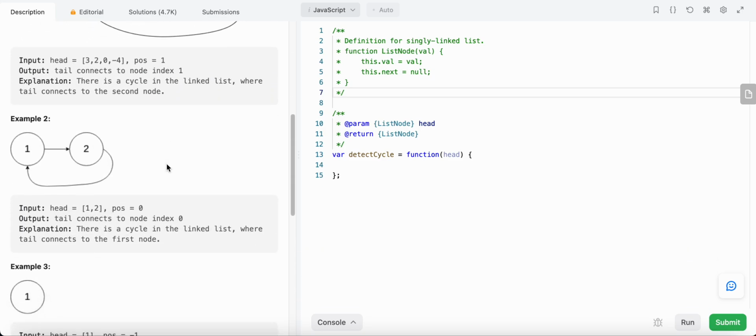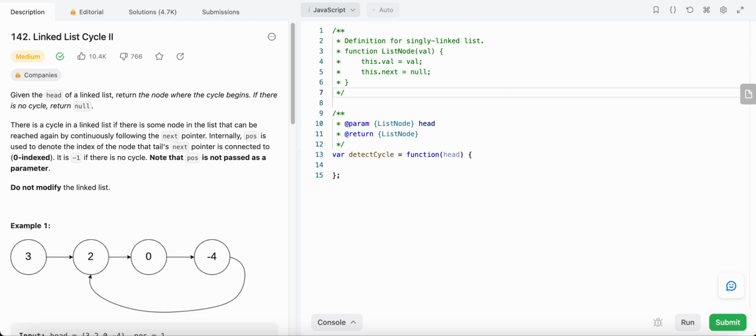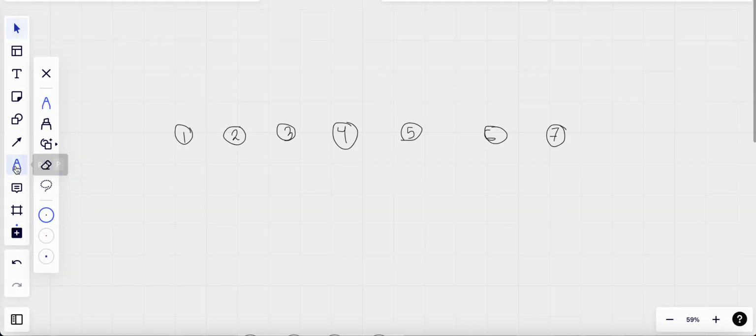We are given these three examples. I'll be explaining these three examples, but before that, let's look at this example here which I created. So I have created 7 nodes here.